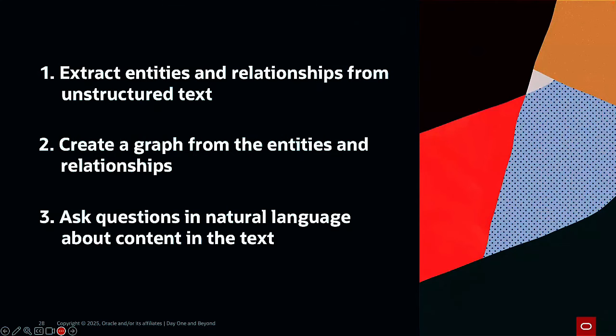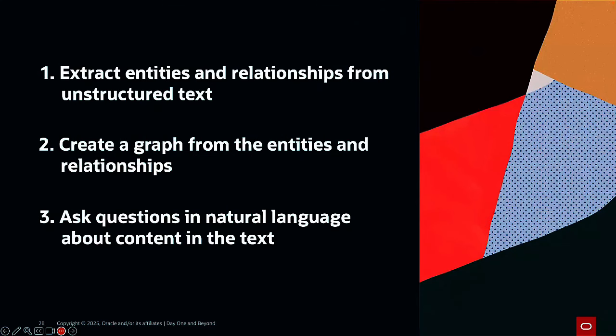And then using that knowledge graph, ask questions in natural language about the content of the text and get those answers back in natural language as well. So the way that we'll do that is we'll take Albert Einstein's Wikipedia page, and then we will convert that into a graph that we can then use for a document search.